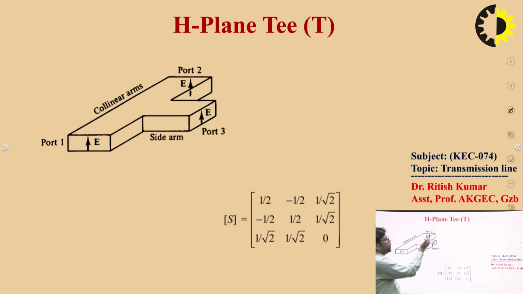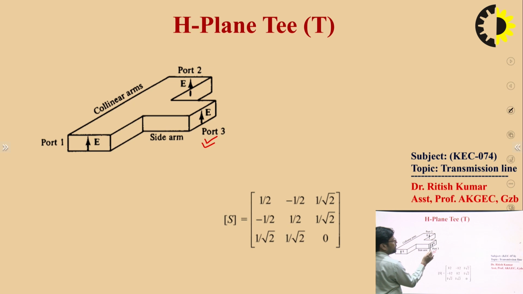So that's why we call this plane T an H plane T, because this side arm lies in the H plane. If you apply the input at port number 1, you will get the output at port number 1. If you apply the input at port number 3, you will get the output at port number 1 and port number 2 simultaneously.